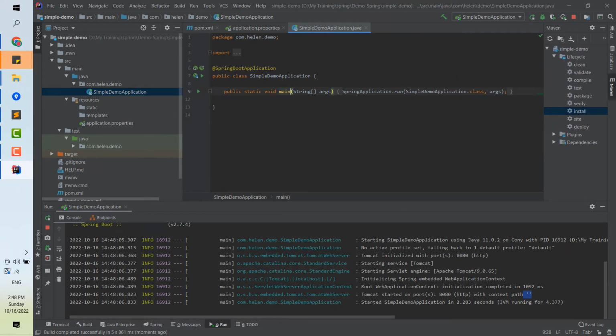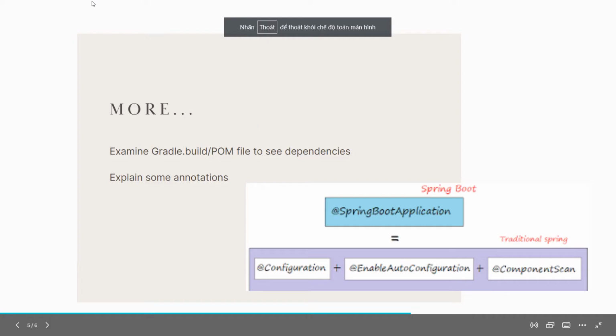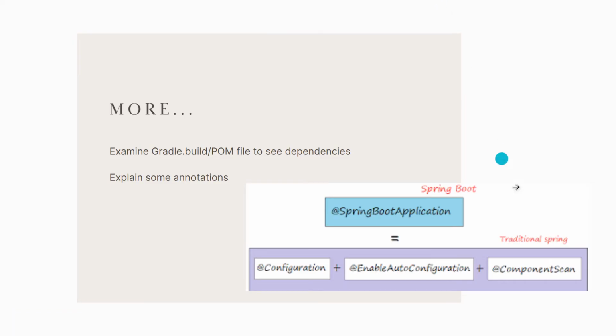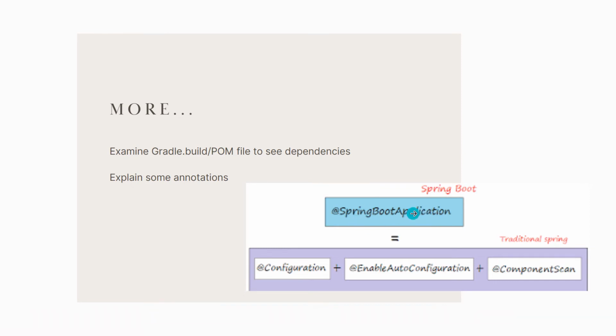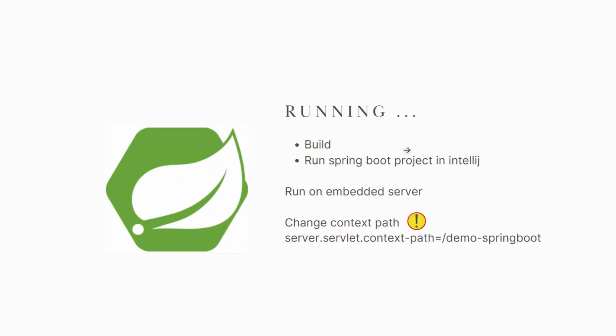You can see at the top here is the SpringBootApplication annotation. I will explain more about the annotation. It includes Configuration, EnableAutoConfiguration, and ComponentScan. If you're familiar with Spring Framework, you can easily understand the configuration.